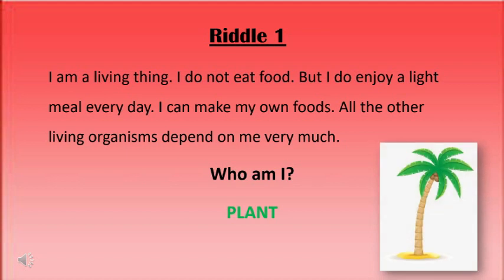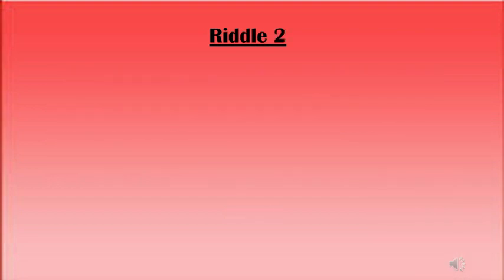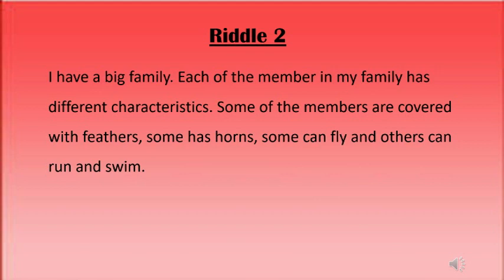Okay, so let's see the second one. So here is the second one. I have a big family. Each of the members in my family has different characteristics. Some of the members are covered with feathers, some have horns, some can fly, and others can run and swim. Who am I? Can you guess the answer? The answer is animals.